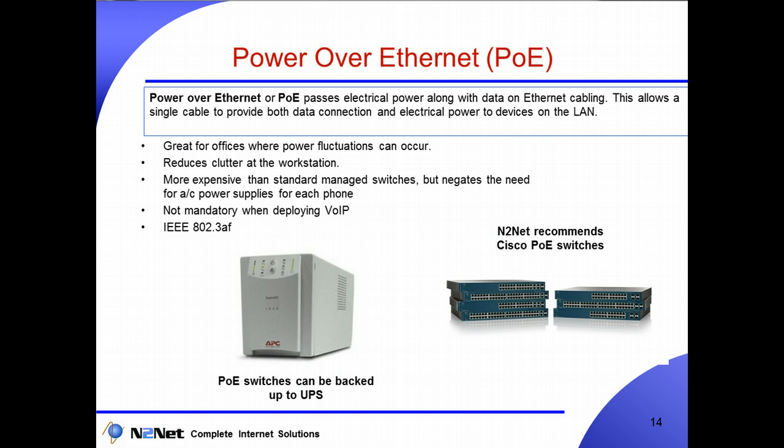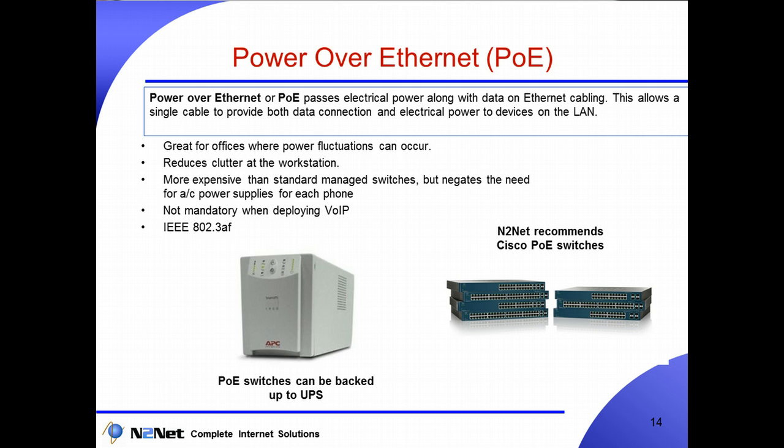And as I just said, power over Ethernet, what it does is it passes electrical power along with the data on the Ethernet cabling. So the single cable is providing the data and the electrical power to all the devices on that LAN. It's great for offices where power fluctuations can occur. Obviously it reduces clutter at the workstation.